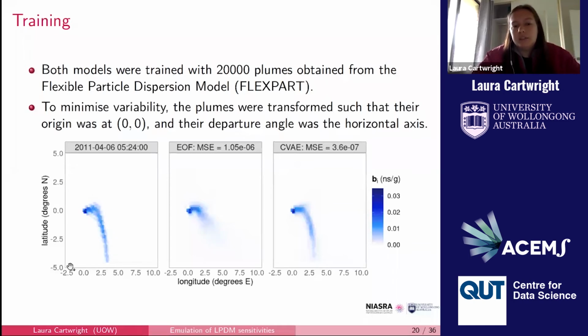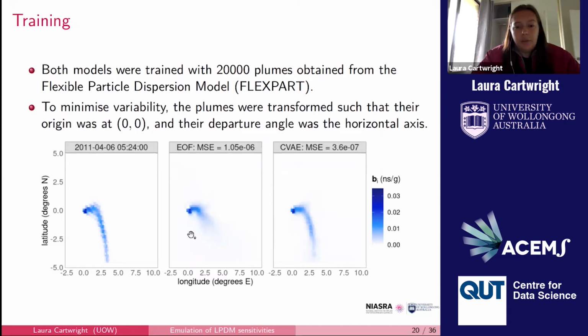So this guy here, this is the true plume. This is what it looks like as given by FLEXPART. And then when we did it with the EOFs, this is what we got. And when we did it with the CVAE, this is what we got. And we've got some mean squared errors up here as well.